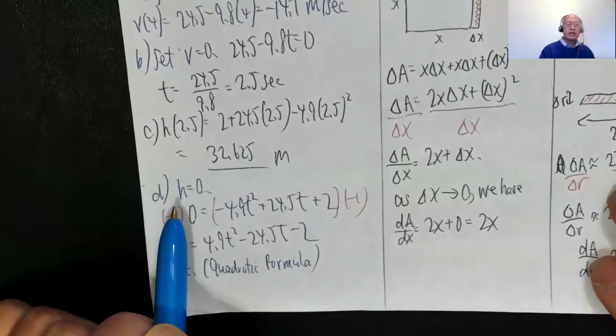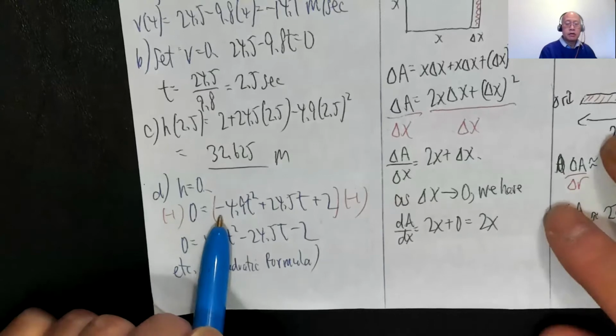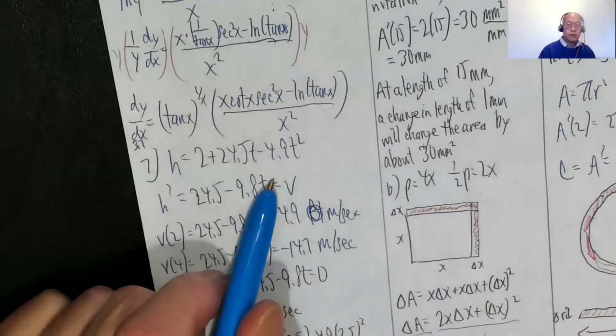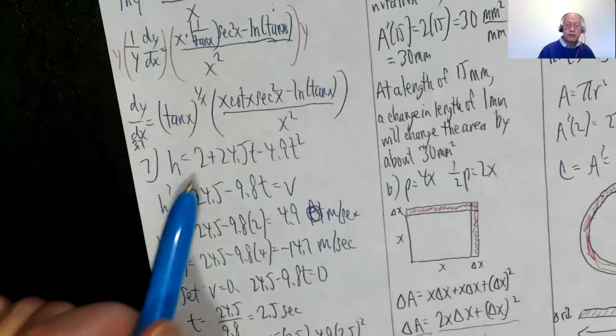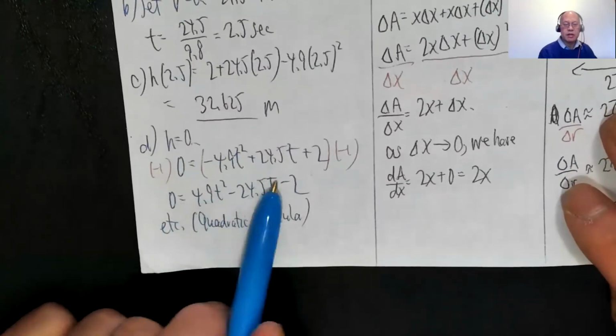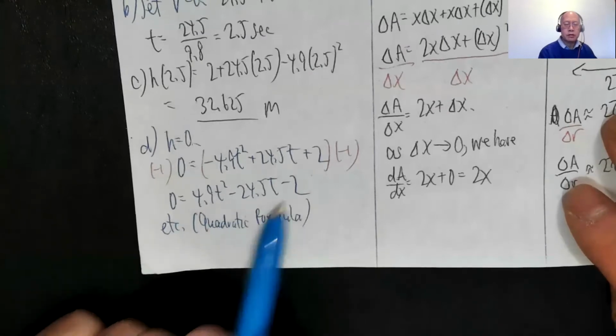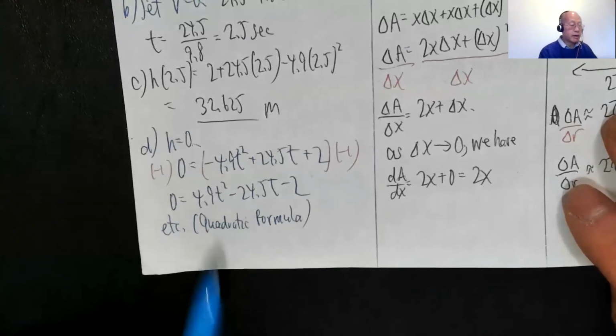D, you want the height equal to 0, okay, when it touches the ground. So I set 0 equal to negative 4.9 t squared plus 24.5 t plus 2. I would multiply both sides by negative 1 to make it nicer. 4.9 t squared minus 24.5 t minus 2, and so on. Plug in the quadratic formula.